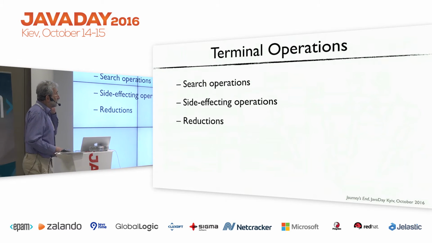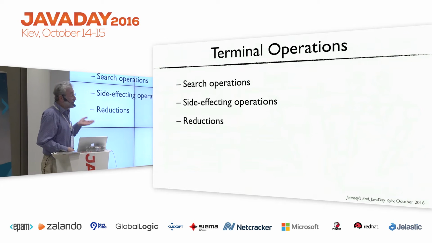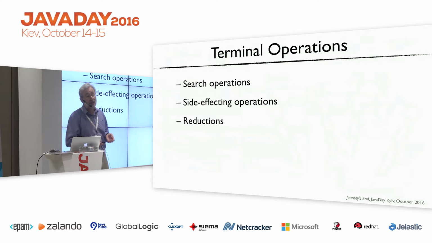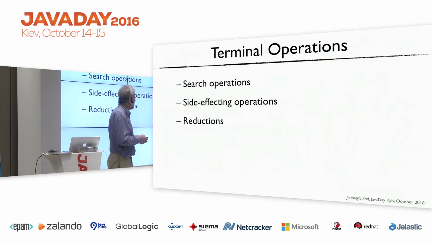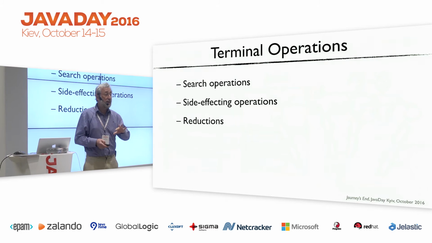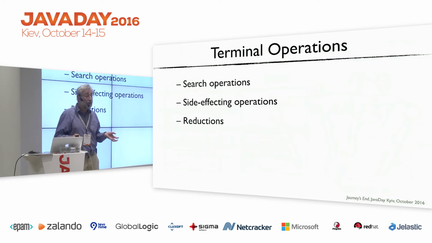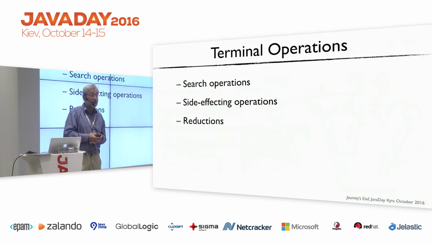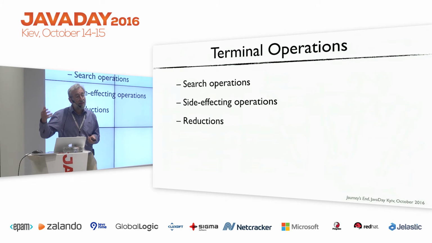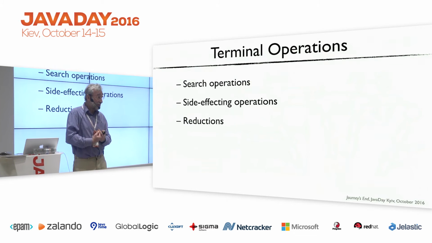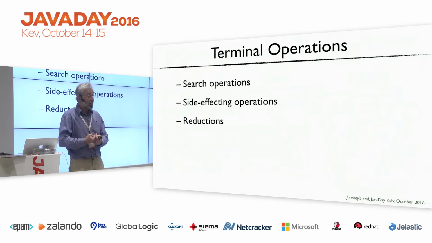Terminal operations, the things that happen at the end, there's three kinds of them. There's search operations, there's side-effecting operations, and there's reductions. And again, I'm not actually going to talk very much about search operations or side-effecting operations, because they aren't so important. Generally, the mainstream case for what we want to do with stream processing in Java is we get values out of a collection, we do stuff with them, and typically we dump them in the end back into another collection.